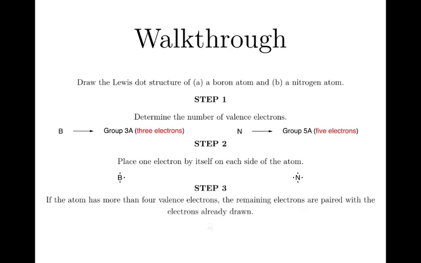If an atom has more than 4 valence electrons, we're going to place the remaining electrons paired up with any of the electrons already drawn. So we're free to put the last 5th electron on any of the 4 sides to be paired up.